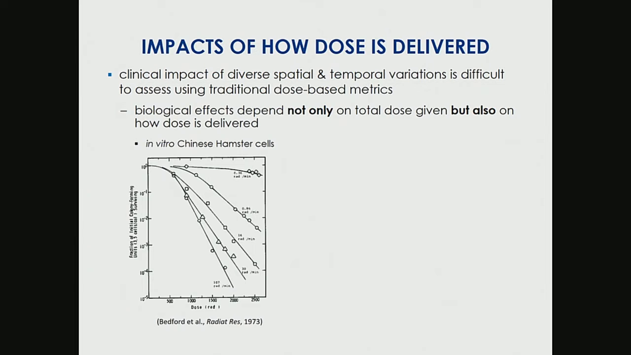So here's a plot from Eric Hall's textbook showing the in vitro cell survival curves of Chinese hamster cells irradiated at different dose rates. It is clear that when the same dose is given at a different dose rate, the cell killing effect can be dramatically different.